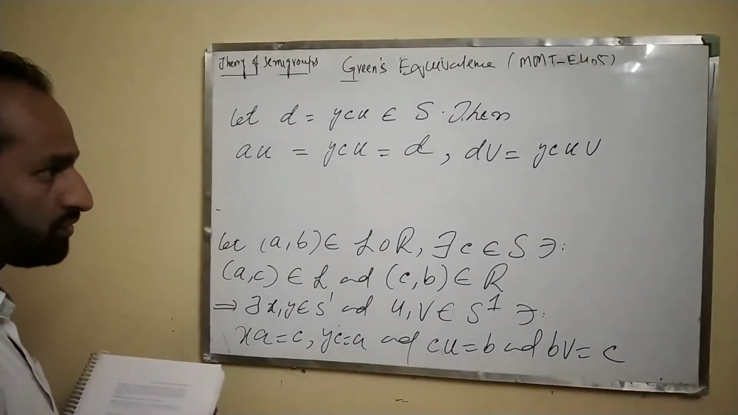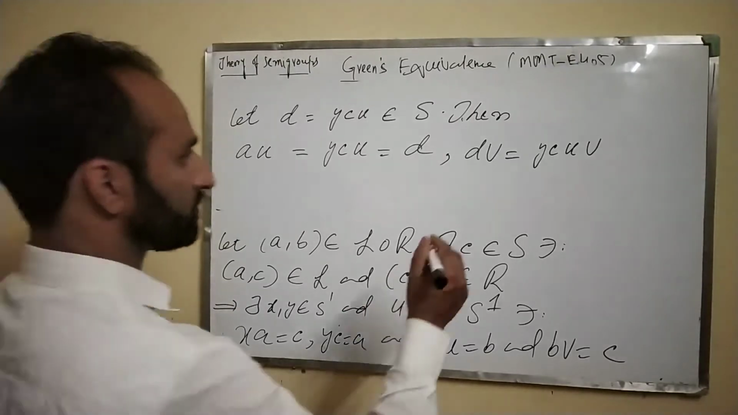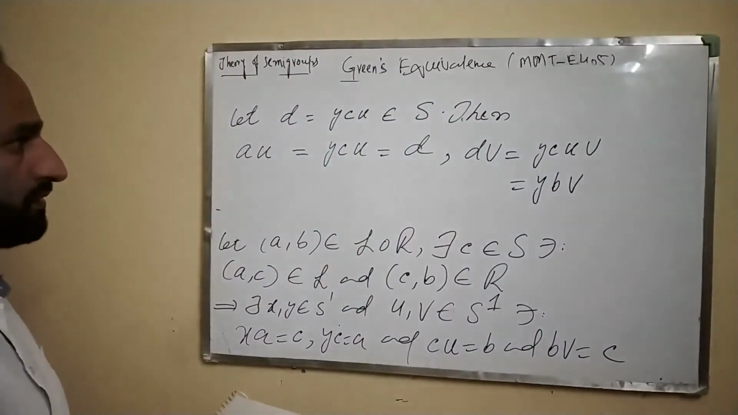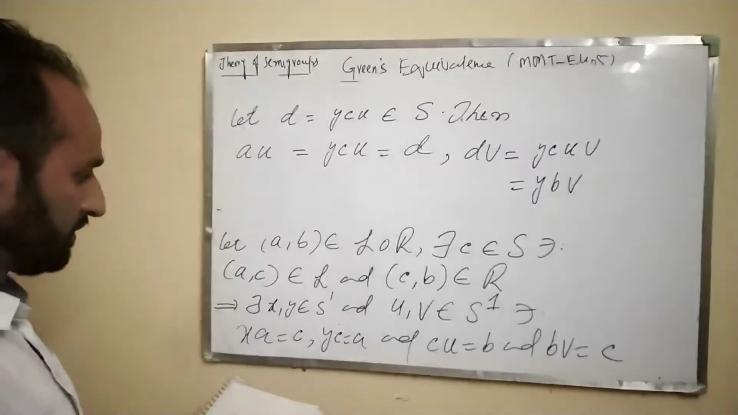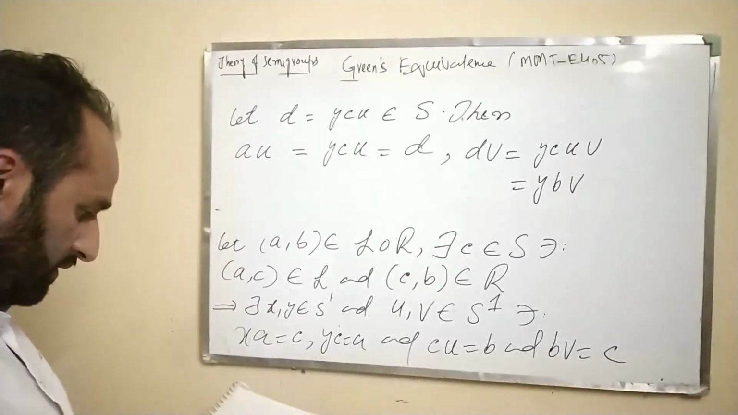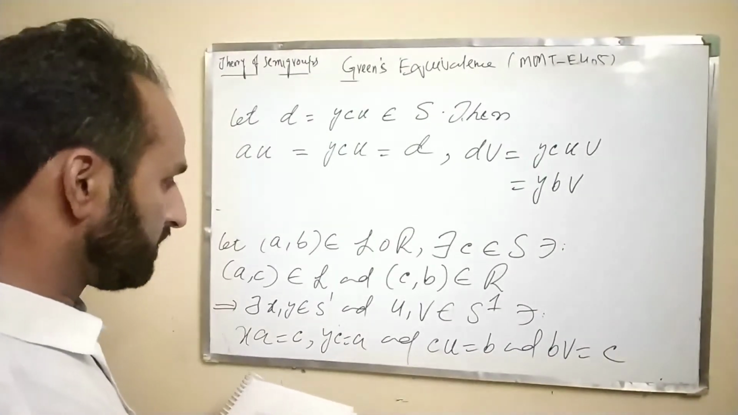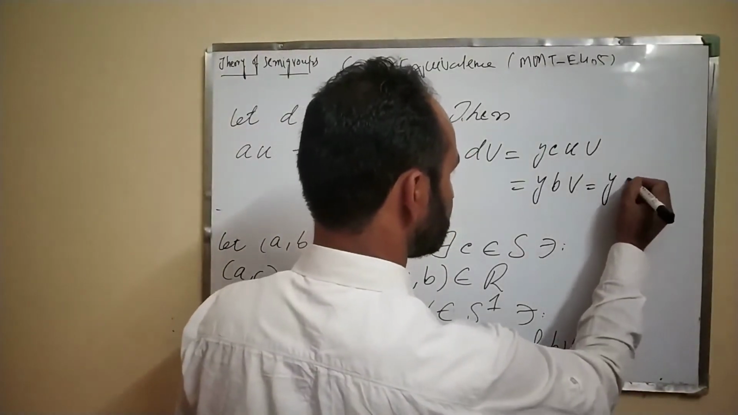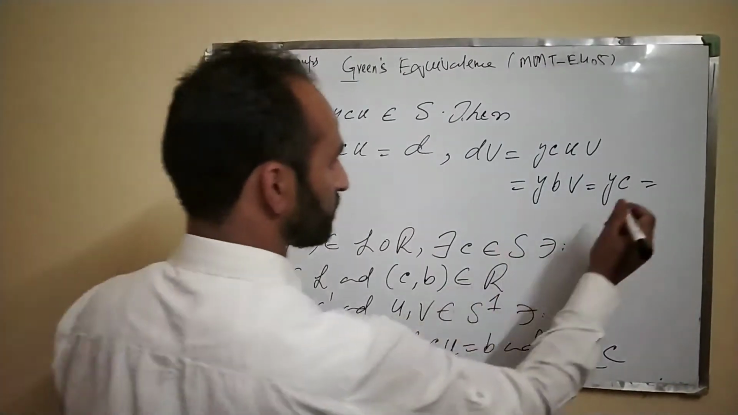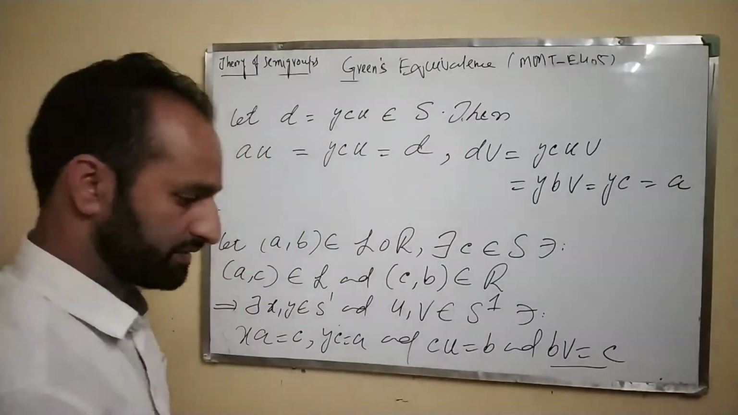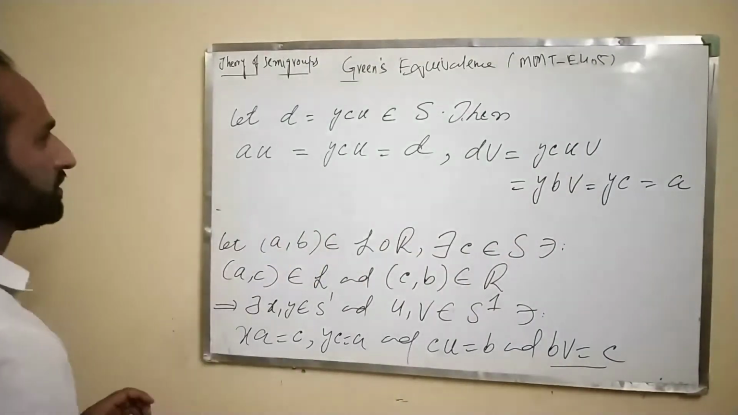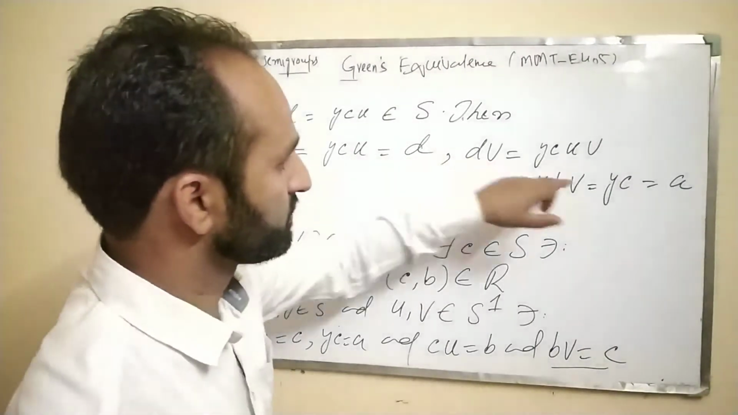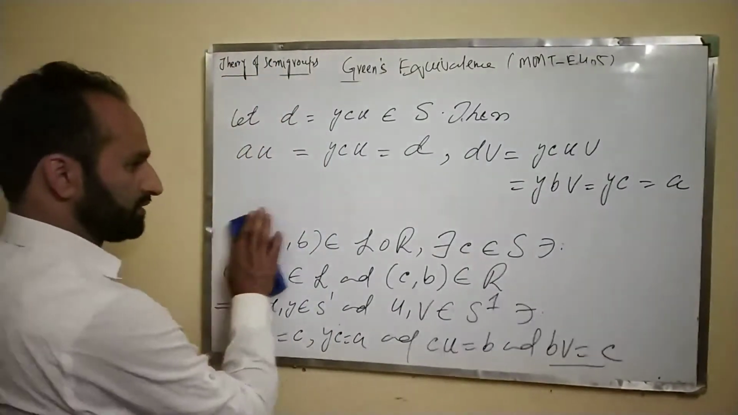CU is B. Okay, let's write CU. CU is equal to B. It's equal to YBV. So DV is equal to YBV, and BV is equal to C here. BV is equal to C, it's equal to YC, and YC is equal to E. So let's first define this element, then we can calculate AU is equal to D and DV is equal to A.